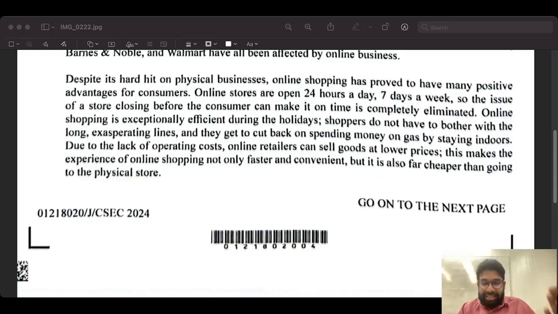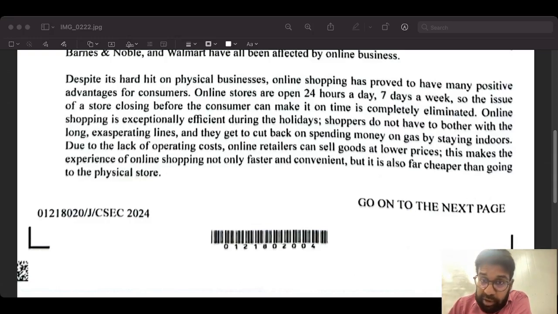The advantages. So we had the first paragraph telling us the premise, the main point, the main topic of the passage, which is that online stores are taking over. Now, our second paragraph is about the advantages of online shopping.